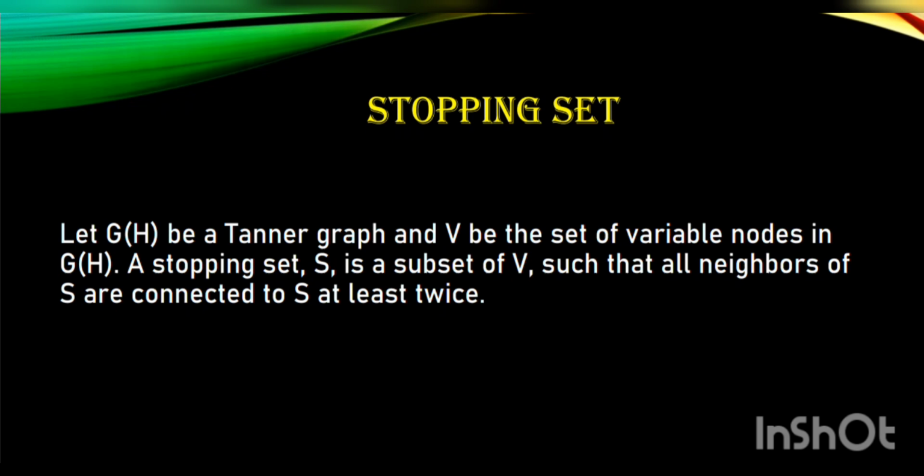Let G be a Tanner graph and V be the set of variable nodes in G. A stopping set S is a subset of V such that all neighbors of S are connected to S at least twice. The empty set is also a stopping set, and the space of stopping sets is closed under union. It means if S1 and S2 are both stopping sets, then so is S1 union S2.